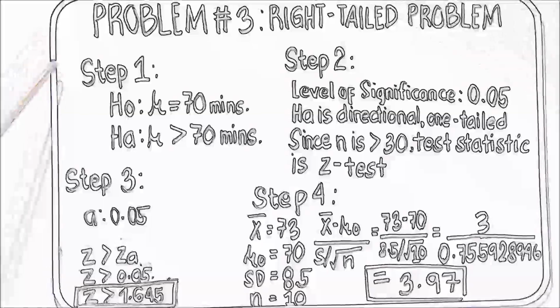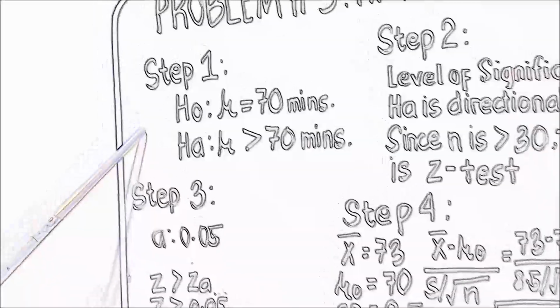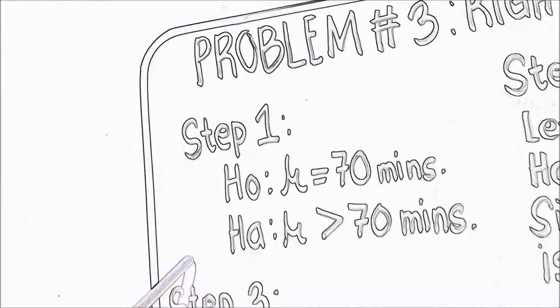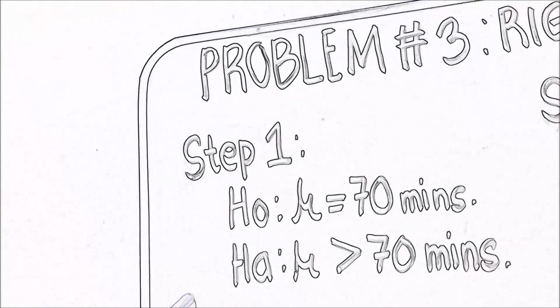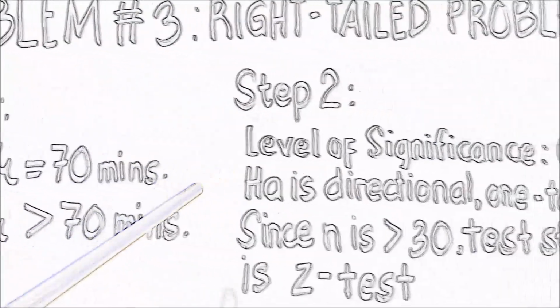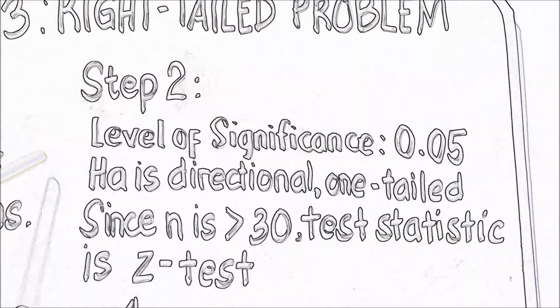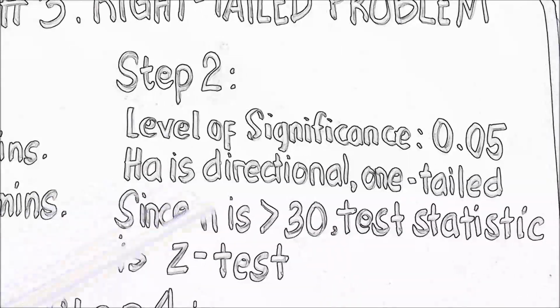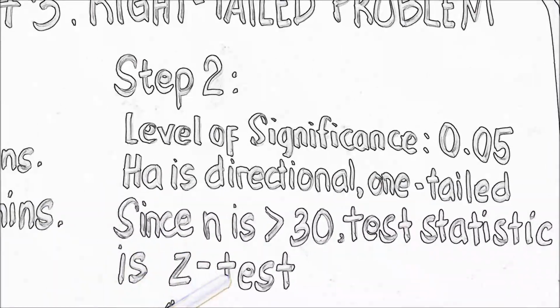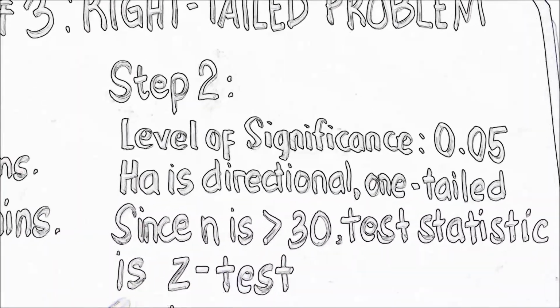Problem number 3. Step 1. Our null hypothesis is mean equal to 70 minutes and our alternative hypothesis is mean greater than 70 minutes. For step 2, the level of significance is 0.05. HA is directional and one-tailed. Since n is greater than 30, the test statistic is a z-test.